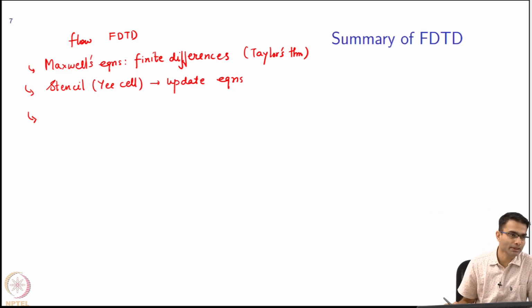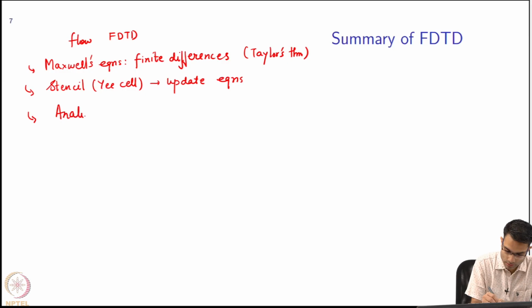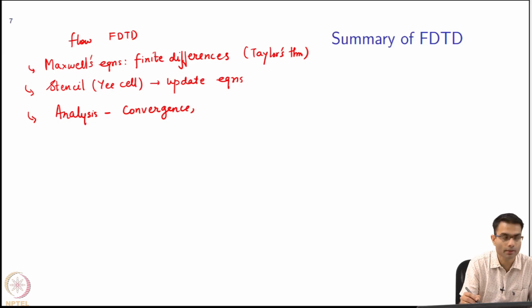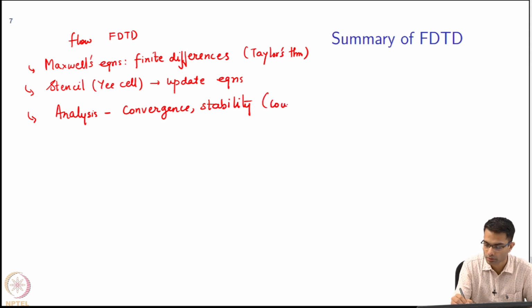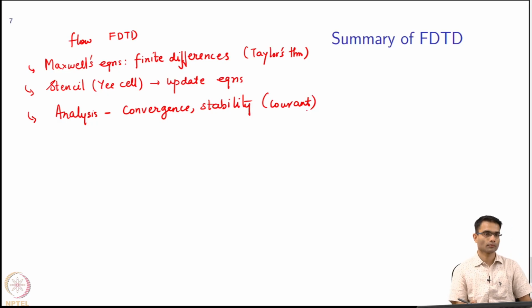We looked at stability, and before stability, we did analysis, convergence we did, and stability. This is where we got our Courant parameter, right, and we had that Lax-Richtmyer theorem as well.